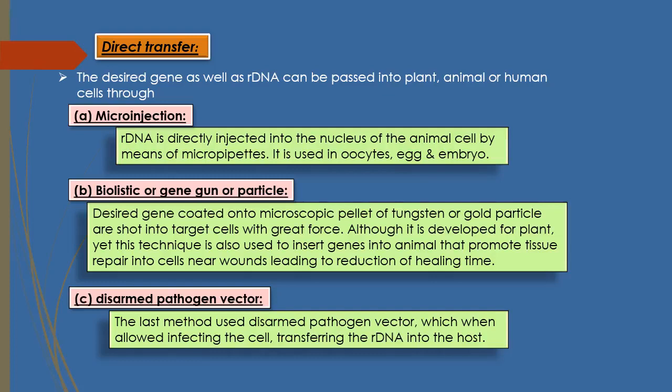The last method is the use of disarmed pathogen. Here we can use the pathogen as a vector by deleting those genes which are responsible for infection, and in that region we can insert the desired gene, and we can make this pathogen a vector to transfer the recombinant DNA into the host organism. So this is another way to transfer the recombinant DNA into the host organism without making the host organism competent.